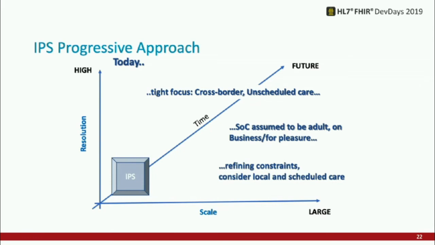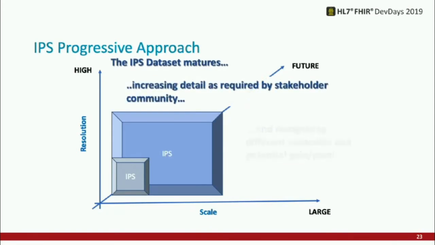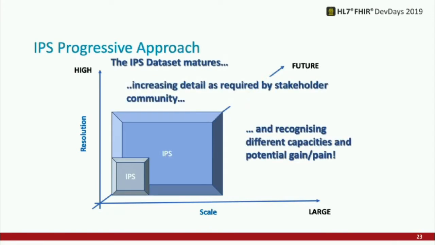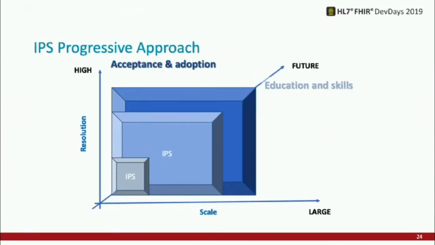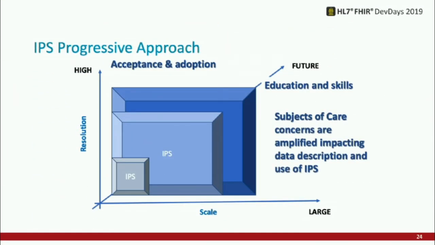So the next few slides are just talking about how we started and how we're progressing. Basically, again, the cross-border unscheduled care, and then from there, we're looking at what else could you do? As you get farther in the future, you could add increasing details and different capabilities that provide some additional potential, so you can expand the scope of this and make it more and more useful. And then hopefully we can do more to achieve acceptance and adoption, and that's going to continue to build on top of what we had before.